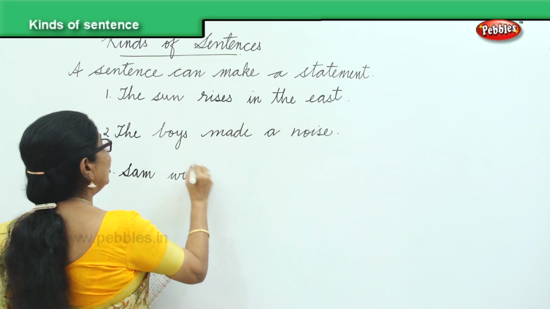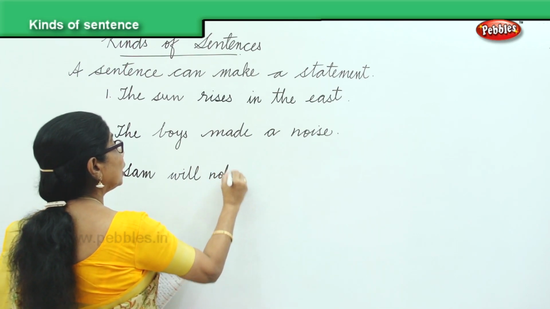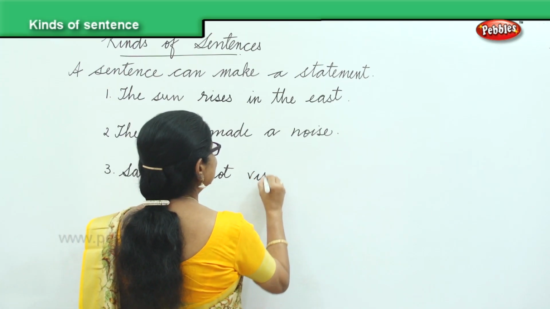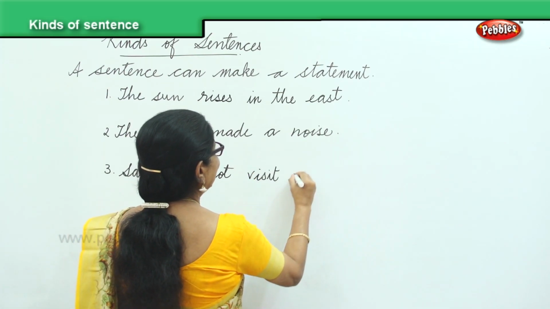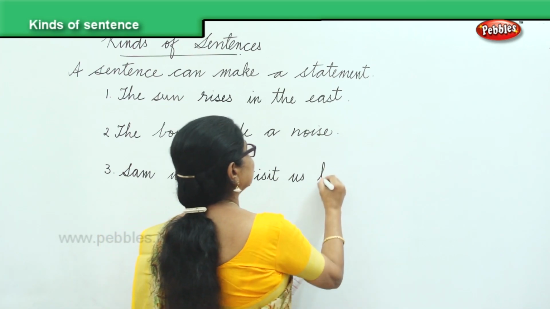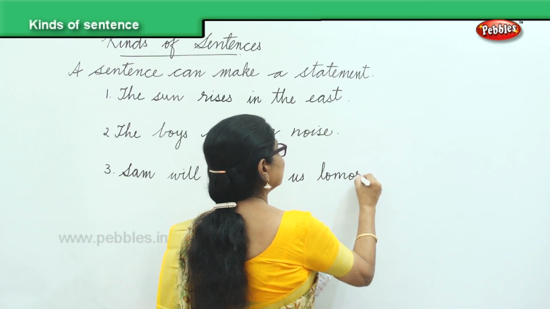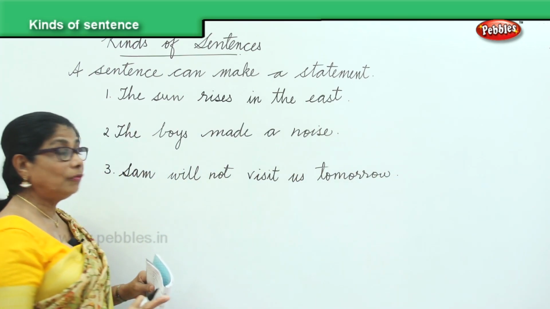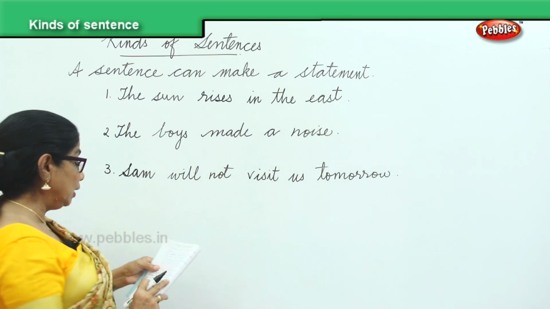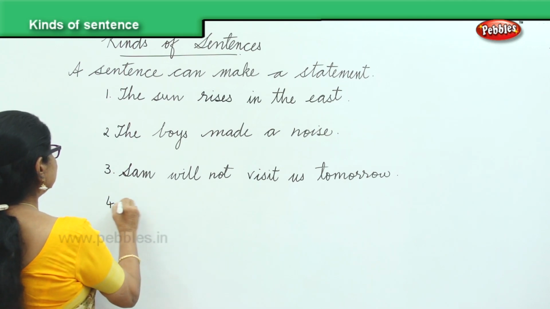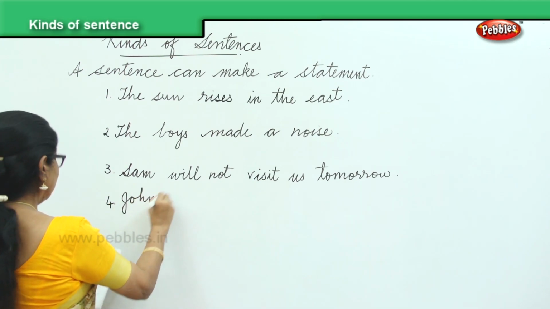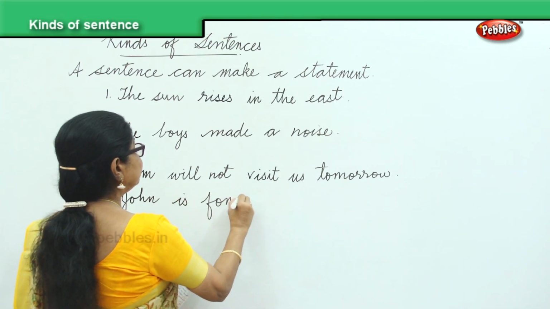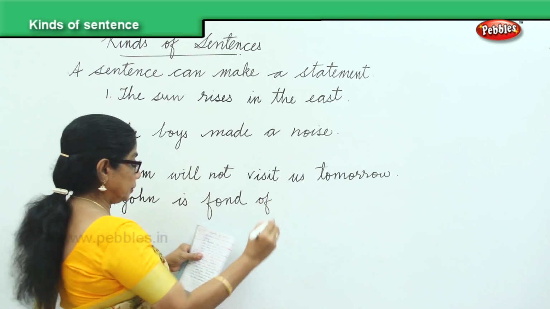Here, I say Sam will not visit us tomorrow. Now look at this sentence. Sam will not visit us tomorrow. Okay, another one. John is fond of oranges.